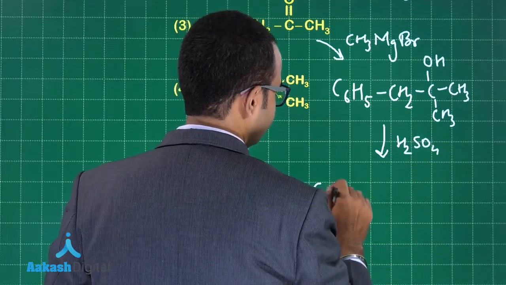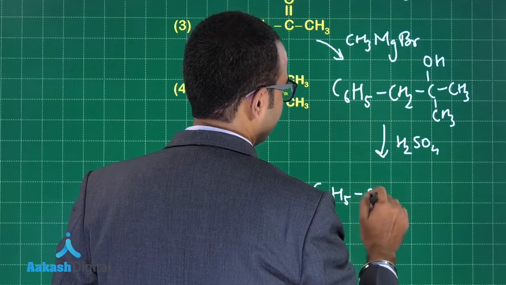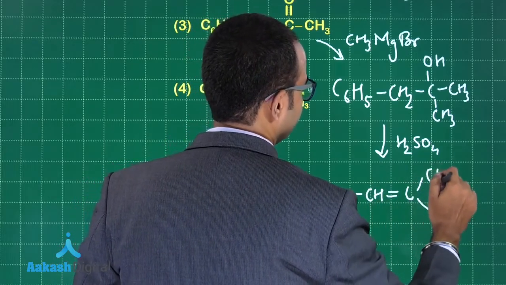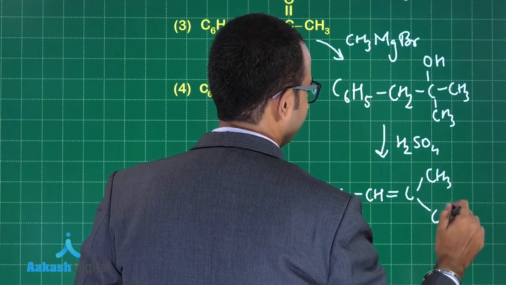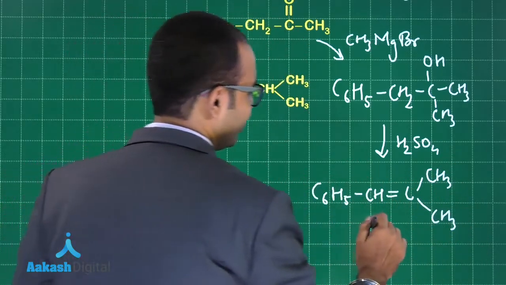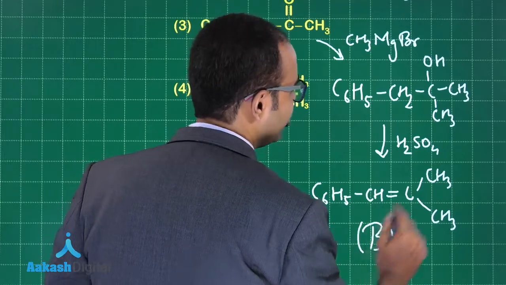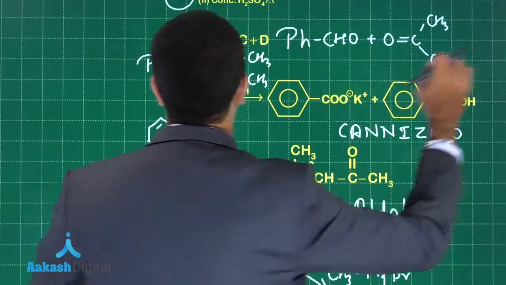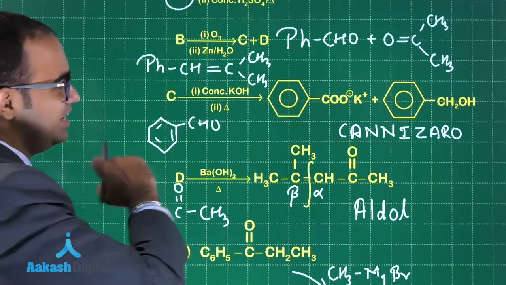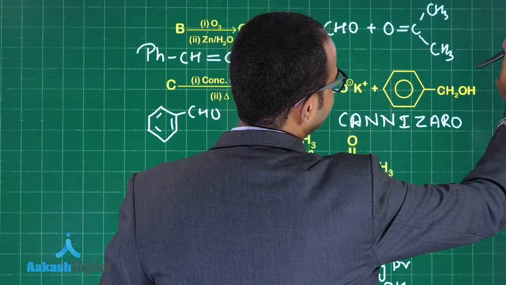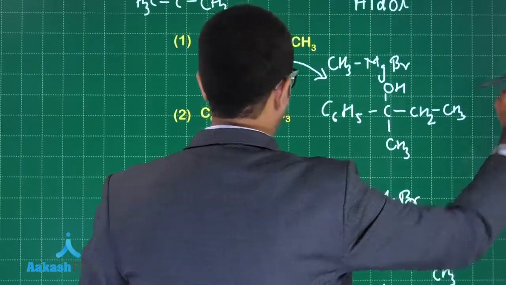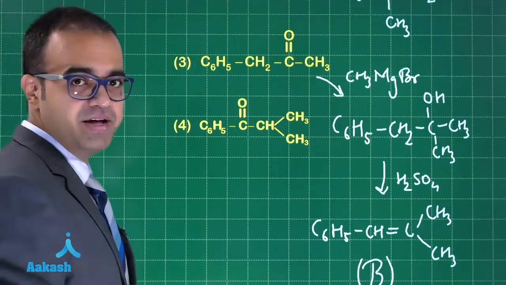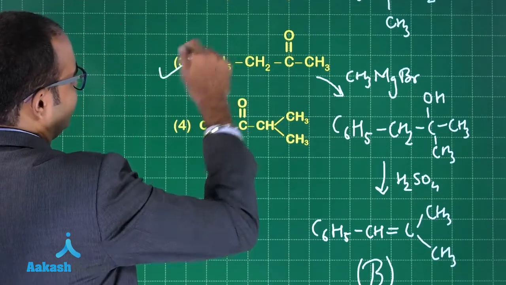I get C6H5 CH double bond C CH3. Isn't this compound your compound B, guys? Yes or no? That we have discovered over here. Yes, isn't it? So what is our answer, guys? So the answer over here is option 3, guys.